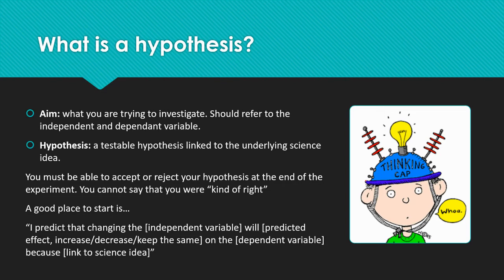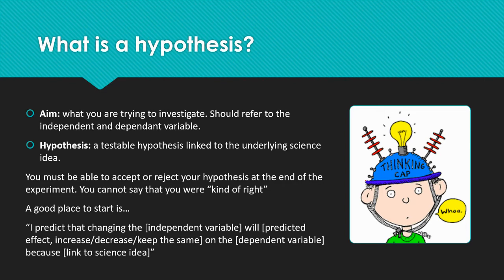So what is a hypothesis? The aim is what you're trying to investigate and should refer to the independent variable. The hypothesis is a testable theory linked to the underlying science idea. You must be able to say whether you accept or reject your hypothesis at the end of the experiment. You cannot say that you're kind of right.